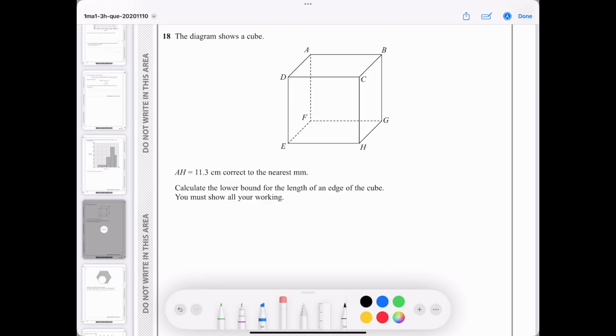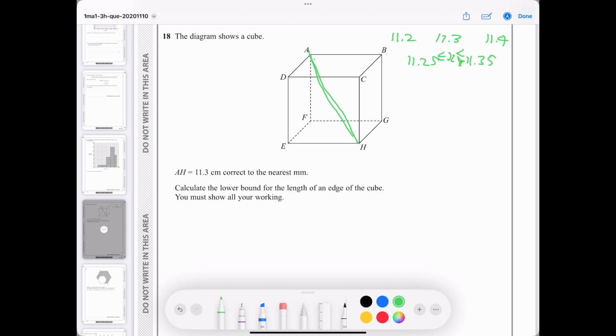This is a diagram of a cube, and it is saying that AH, which is this line here, equals 11.3 correct to the nearest millimetre. So that means that we're doing a sort of bounds question. The higher one would be that, the lower one would be that. So it's between 11.25 and 11.35 is the bounds.